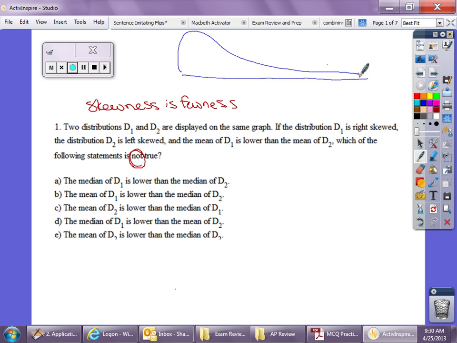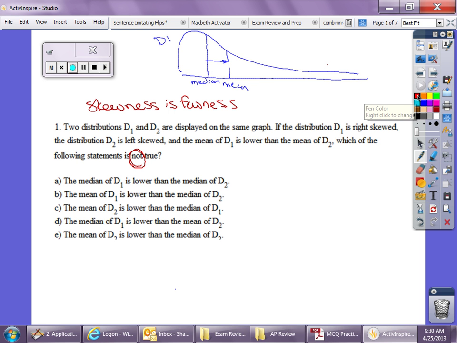It's got the long right tail, and we know because it's skewed right, the mean is going to be pulled in the direction of the skewness, so the mean will be pulled in that direction. So the mean will be somewhere in this direction, while the median stays closer to the peak.